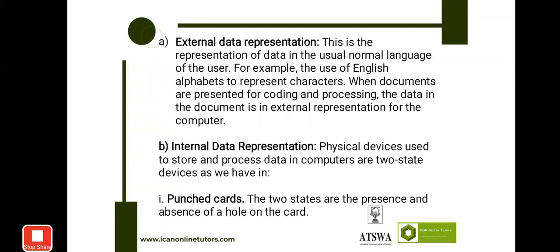So external data representation. This is the representation of data in the usual normal language of the user. For example, the use of the English alphabet to represent characters. When documents are presented for coding and processing, the data in the document is an external representation for the computer.